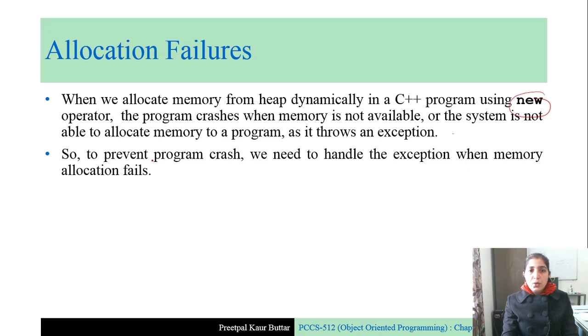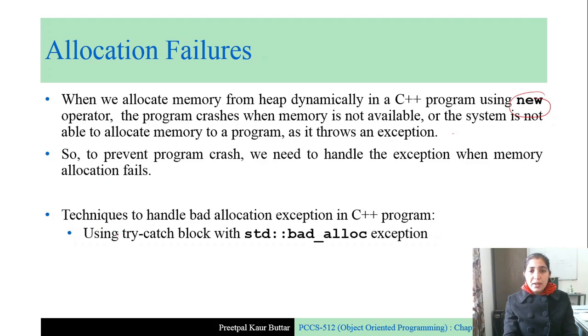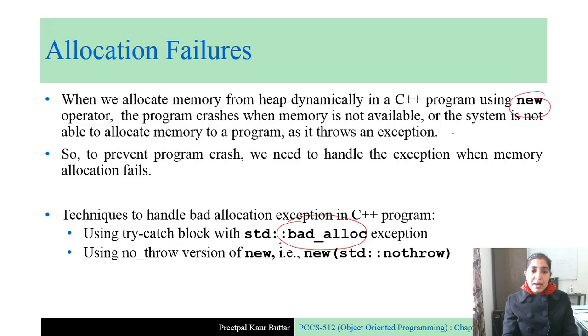To prevent the program from crashing, we need to handle the exception when the memory allocation fails, and there are two techniques: using the try catch block, which handles the allocation exception, the bad allocation exception particularly, and the second option is using the no throw version of the new operator, new then parenthesis no throw.